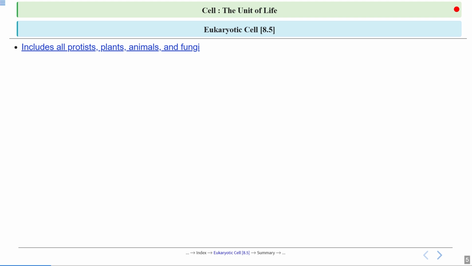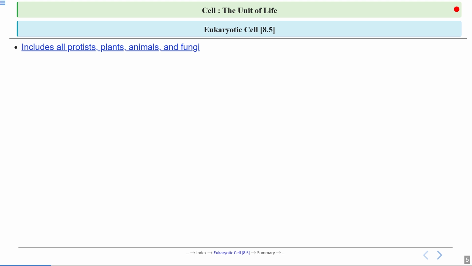So we'll be talking about the eukaryotic cell. This includes all protists, plants, animals, and fungi. Kingdom Protista includes unicellular eukaryotes. Plants are also eukaryotes. Animals and fungi, both are eukaryotes, meaning they have eukaryotic cells.